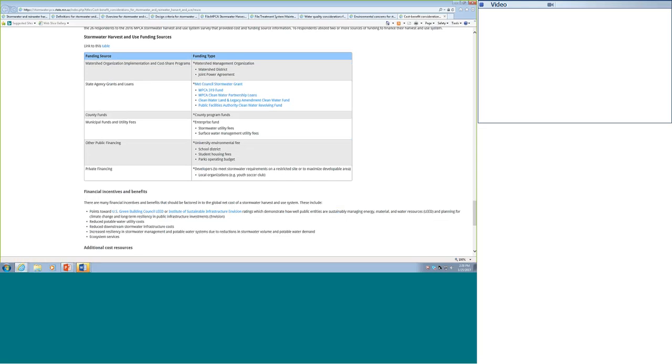County funds, you can talk to cities and think about any stormwater utility fees that might help finance. There's other public financing options, working together with school districts, student housing, any sort of park system. And then a lot of systems are just privately financed as part of their new development. Yep, they're trying to meet their stormwater requirements.